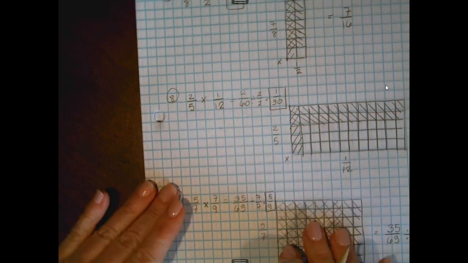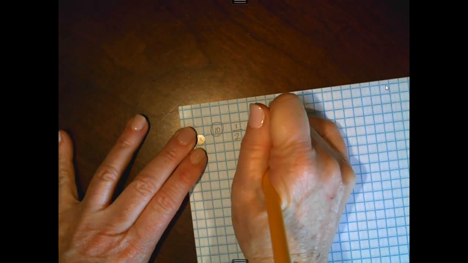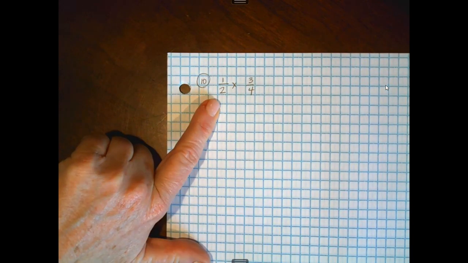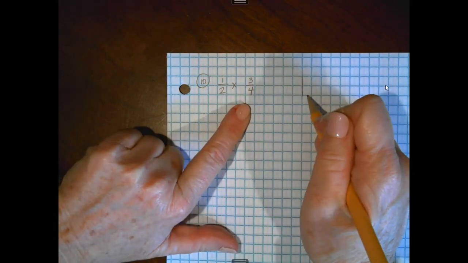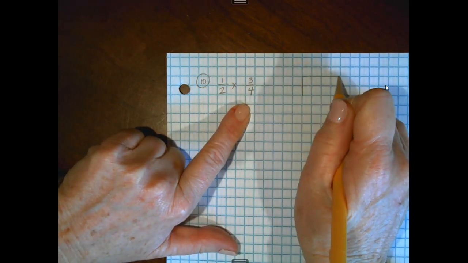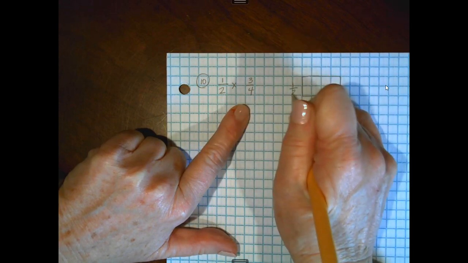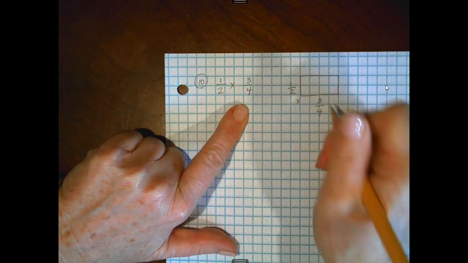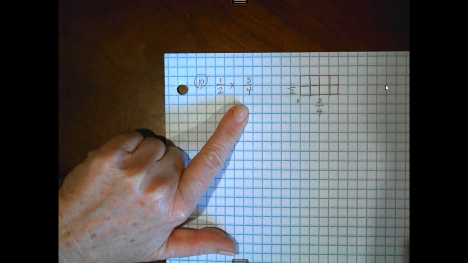Number 10 shouldn't be hard to draw. We're looking at 1/2 times 3/4. All right, so those denominators are telling me how many rows and how many columns I need. So I need 2 rows, all right, and 4 columns. All right, 1/2 times 3/4, or 1/2 of 3/4. All right, there's my 2 rows. There are my 4 columns.